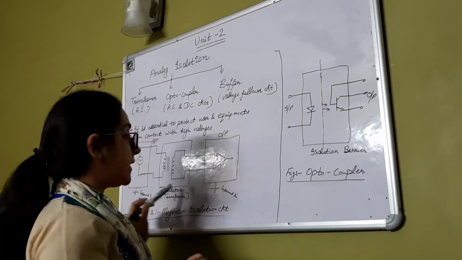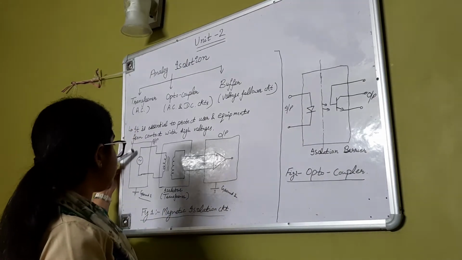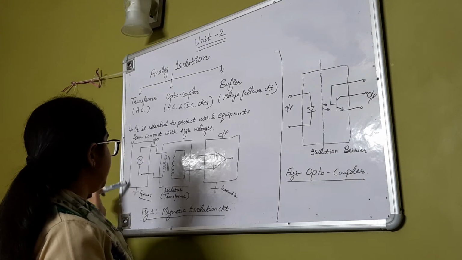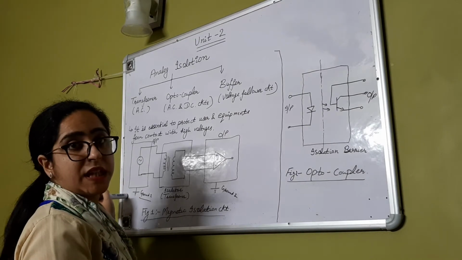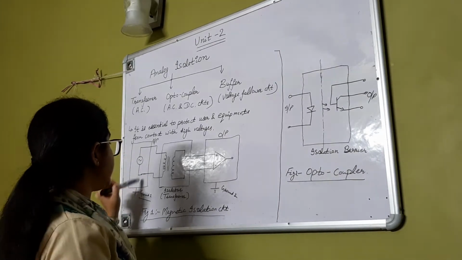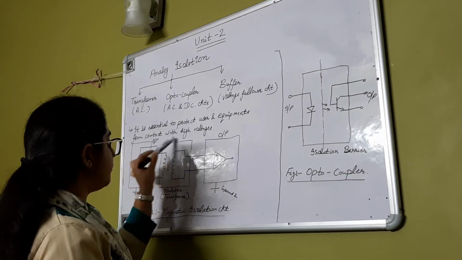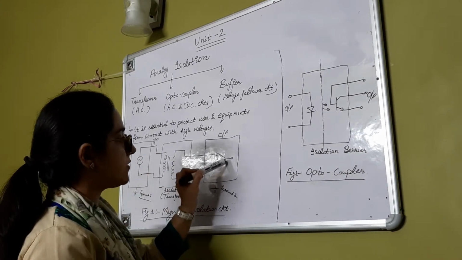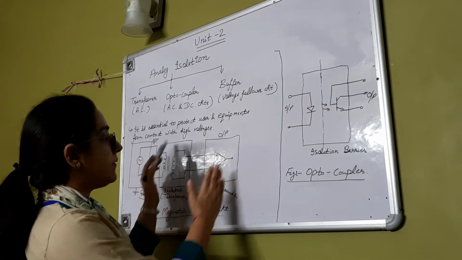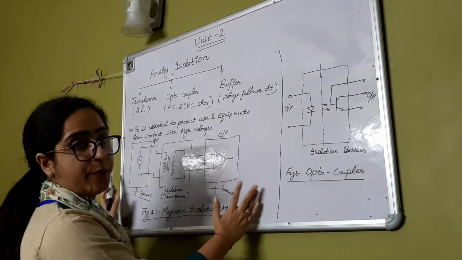If any voltage spikes or transients occur, then they can be eliminated here itself, right? They can be eliminated here itself. They cannot move further towards this circuit and cannot pass towards the output circuit. That's why we have isolated the whole process.